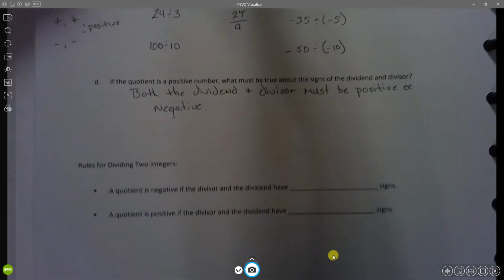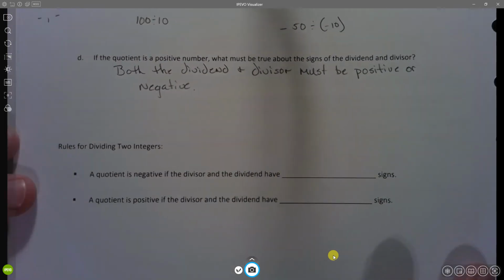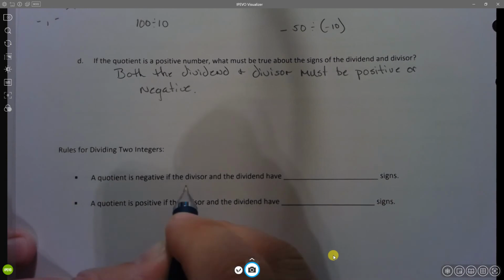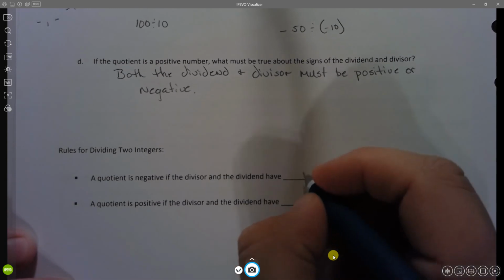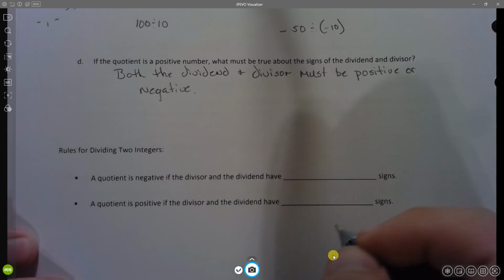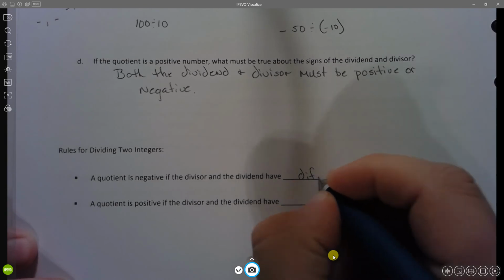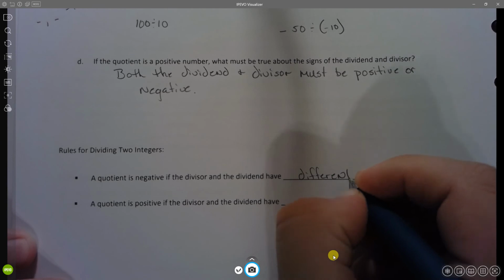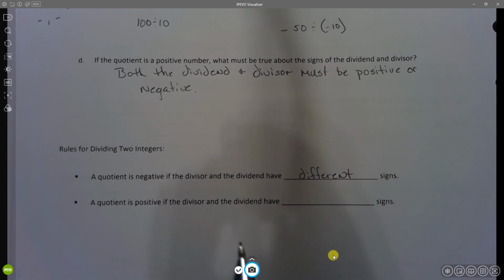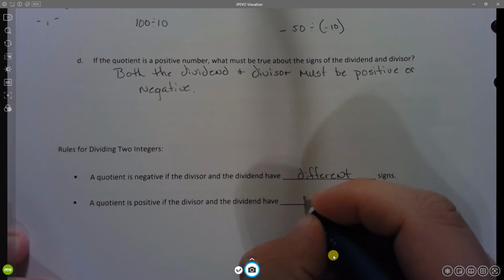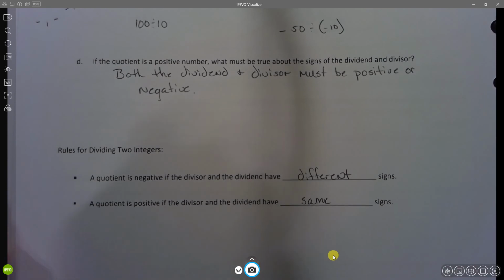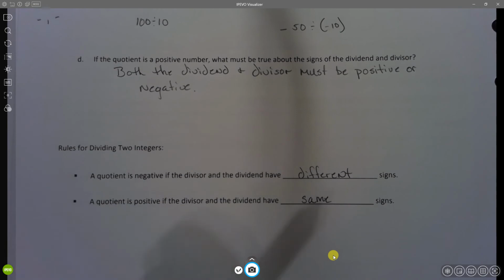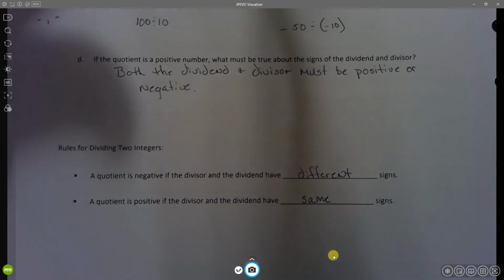So, in other words, the rules for dividing two integers. A quotient is negative if the divisor and the dividend have different signs. A quotient is positive if the divisor and the dividend have the same signs or identical signs. Okay, that's going to be important. That's the same rule for multiplication. That doesn't change. So don't get sidetracked on me here, okay? All right.